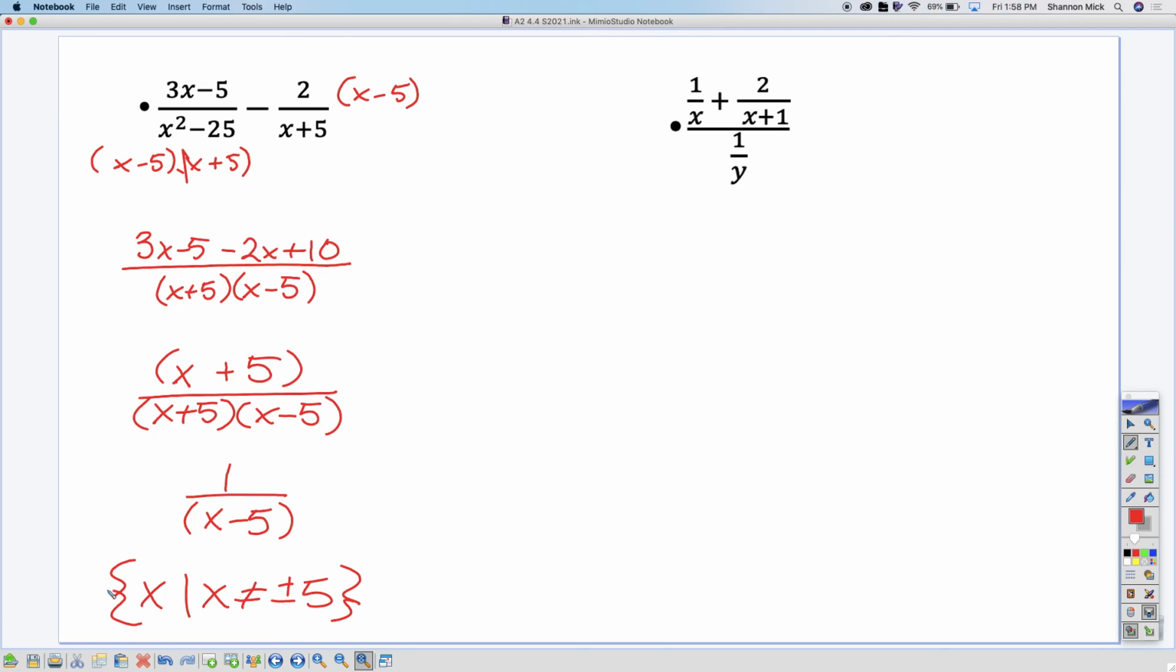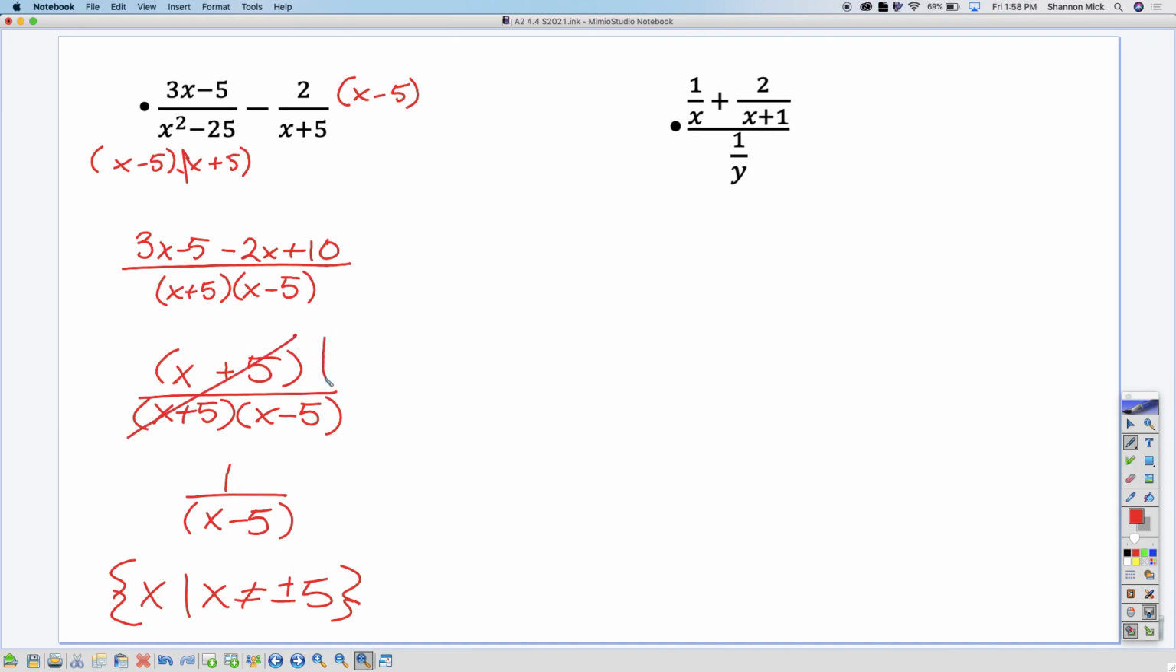How did you get that one? I reduce x plus 5. But otherwise, how did you get that one? Because I have x plus 5 in the numerator and x plus 5 in the denominator, and when they reduce, what do I get? 1.